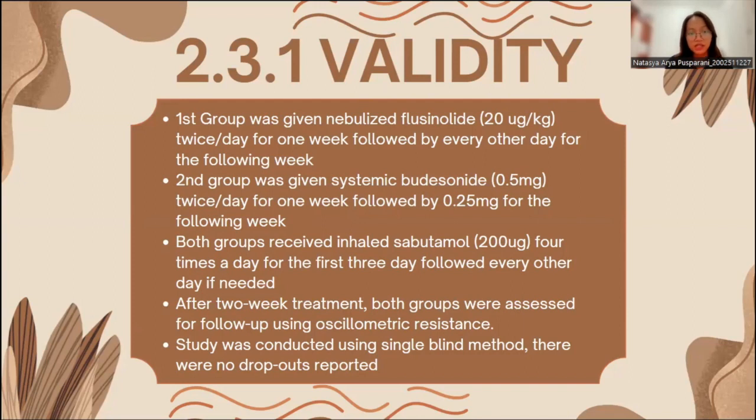Both groups received inhaled salbutamol at a dose of 200 micrograms 4 times a day for the first 3 days, followed by every other day if needed. The nebulizer used was an air jet nebulizer. In addition, the children's parents were given education on how to use them. After the 2-week treatment, both groups were assessed for follow-up using oscillometric resistance.